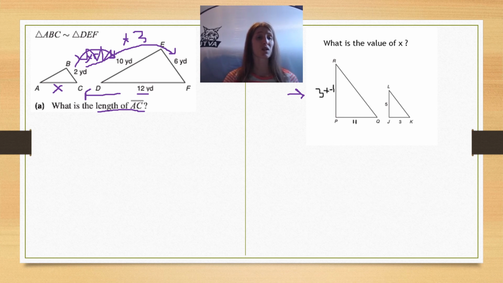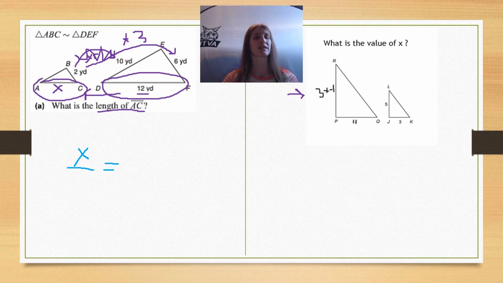Okay, so the important thing is when you set up proportions that you match up the sides. I want to match up this side with this side, because that's the corresponding side. So as I do that, I'm going to write it as those being both on the numerator. So I'm going to write it as that being on top for both of my sides.